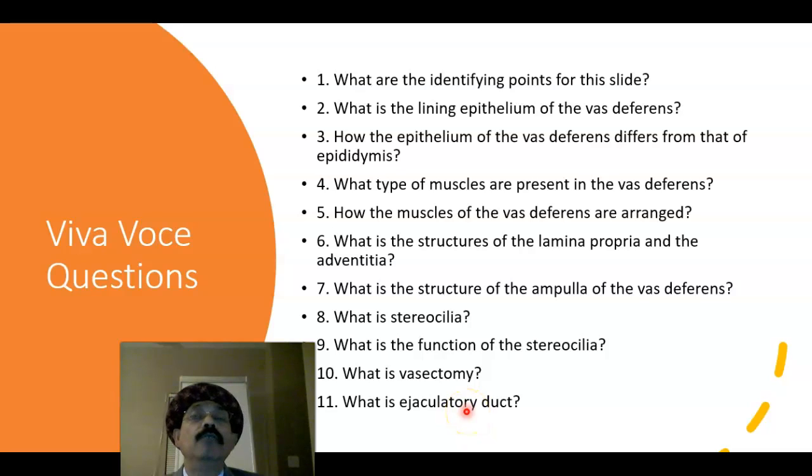What is the ejaculatory duct? The ejaculatory duct is the union of the ampulla of the vas deferens and the seminal vesicle duct inside the substance of the prostate gland, behind the posterior part of the urinary bladder. The ejaculatory duct passes through the prostate and opens into the prostatic part of the urethra.